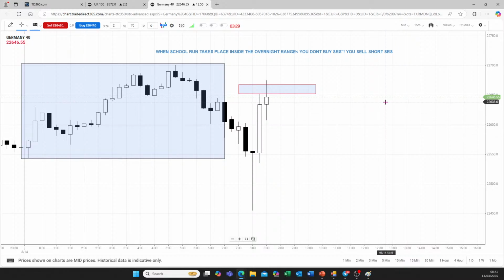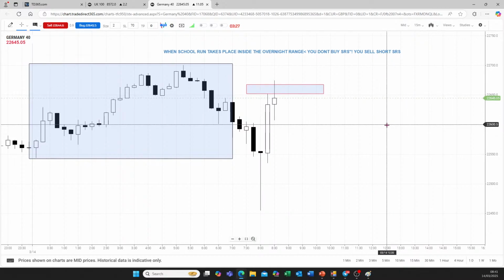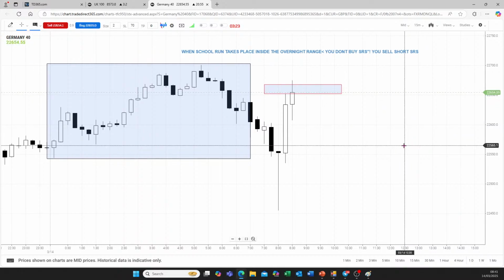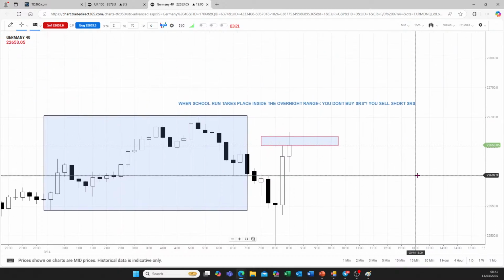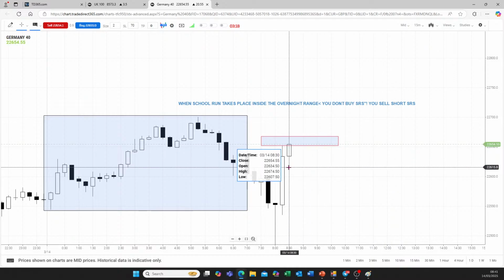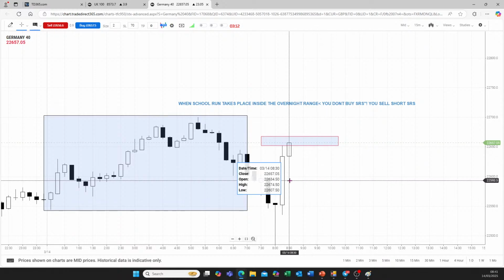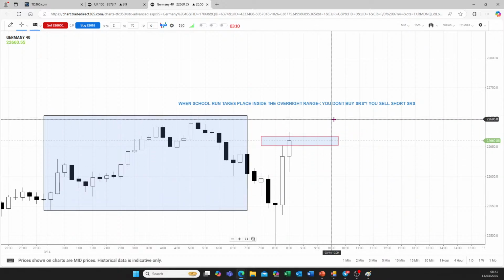Within the context of this setup, there's obviously more than one consideration to make. One of them would be, well, what if we take out the highs of this 674? What tends to happen here? What tends to happen, in my experience, is that we will continue higher.